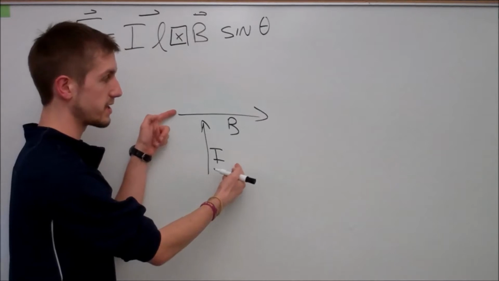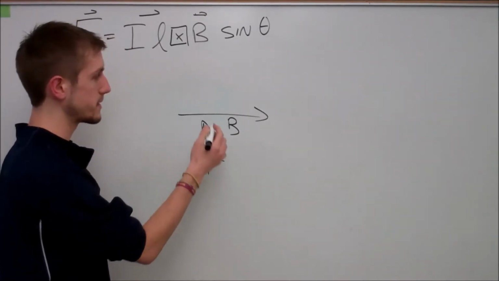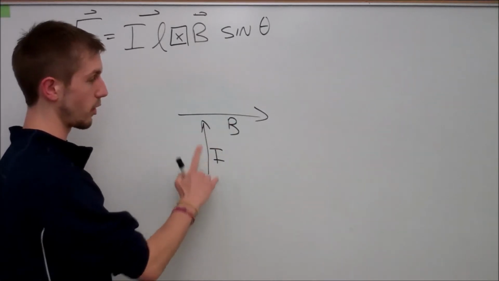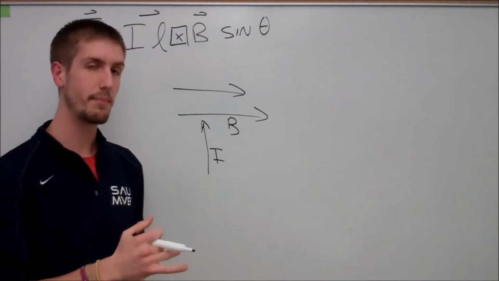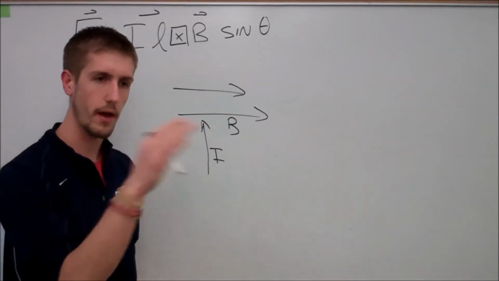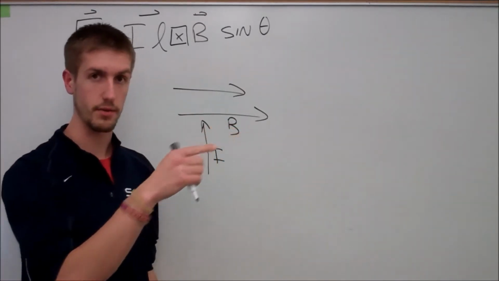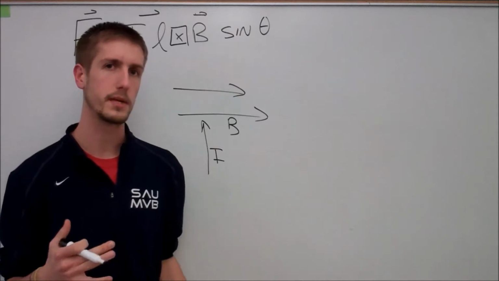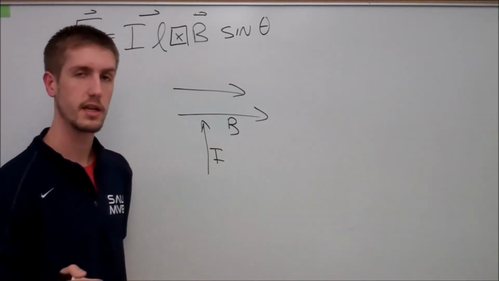But these two could be the same values. I could have my same value in Tesla as well as amps in two different orientations. I could have them going perpendicular or horizontal with each other. So they're actually independent of each other. Just like when we had a ball rolling off the table and we said the velocity in the downwards direction and the velocity in the horizontal direction are completely independent because they're at right angles to each other. That same thing happens here.